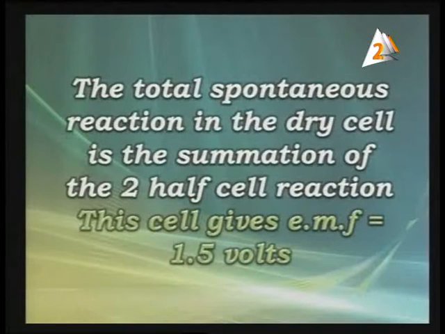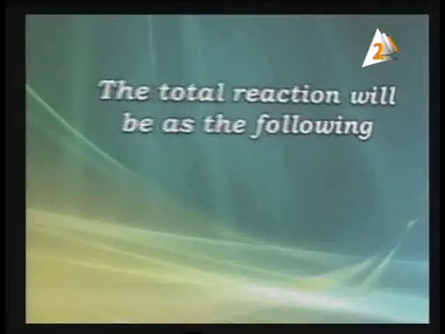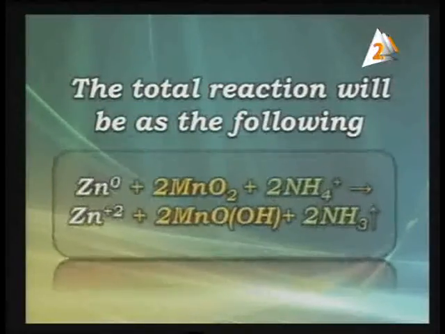So here, the total spontaneous reaction in the dry cell is the summation of the two halves of the cell reaction. This cell gives an EMF equal to 1.5 volts. So the total voltage of this cell gives us 1.5 volts. After that, the total reaction will be as follows.